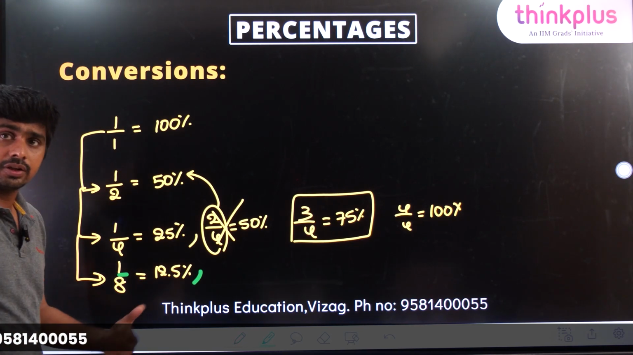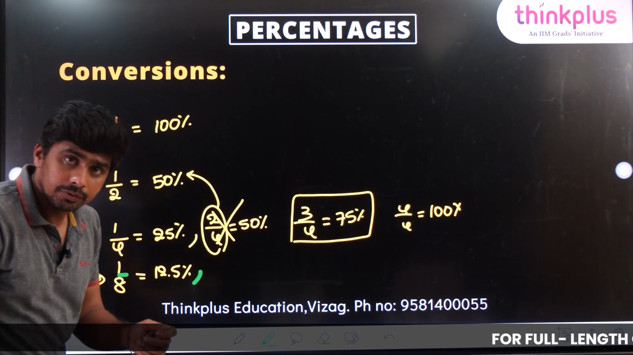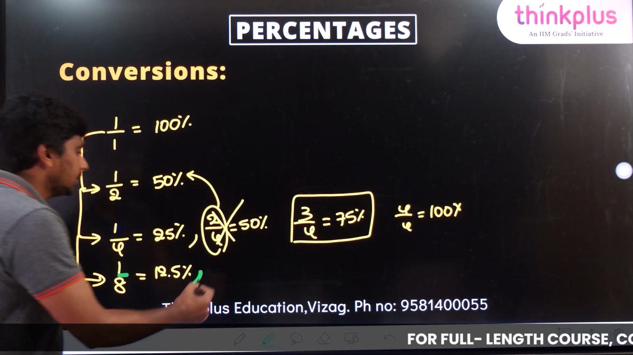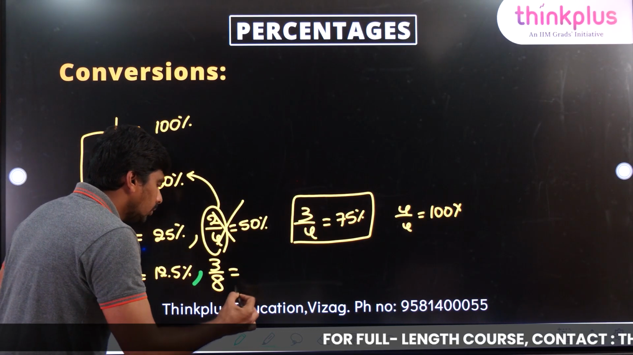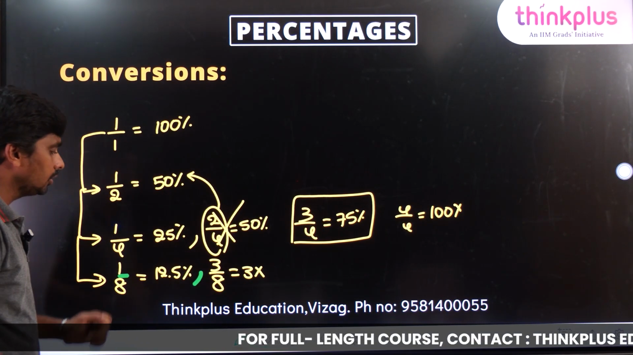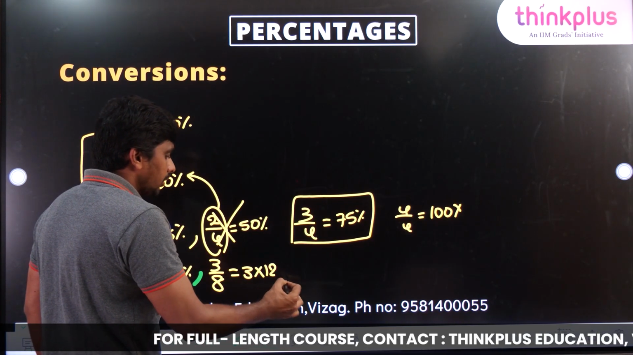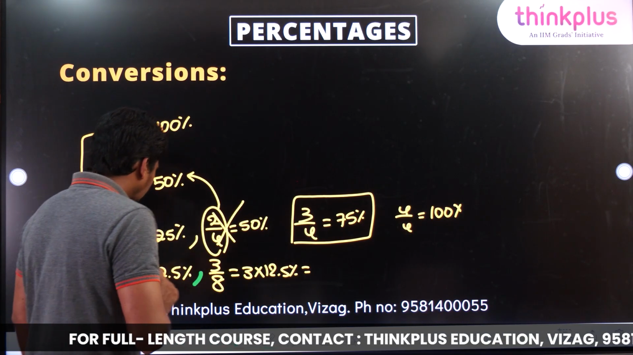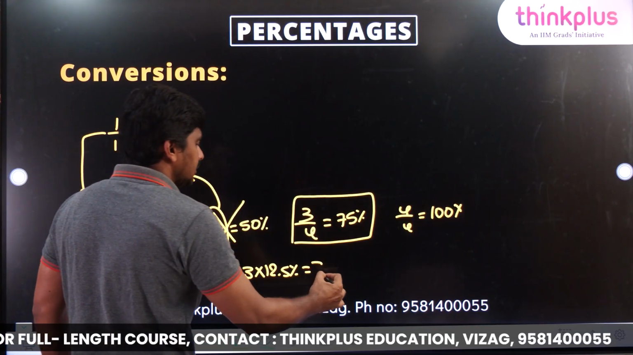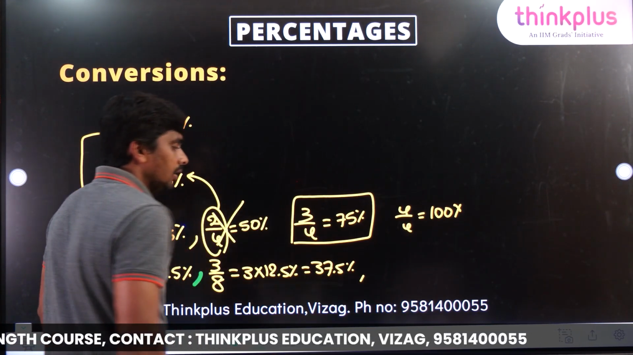Here also 1 by 8. What is the next one? 2 by 8. If I simplify 2 by 8, what will I get? 1 by 4. Next one is what? 3 by 8. I simply do 3 into 1 by 8, 12.5%. So I'm writing 3 into 12.5, that is 37.5%.